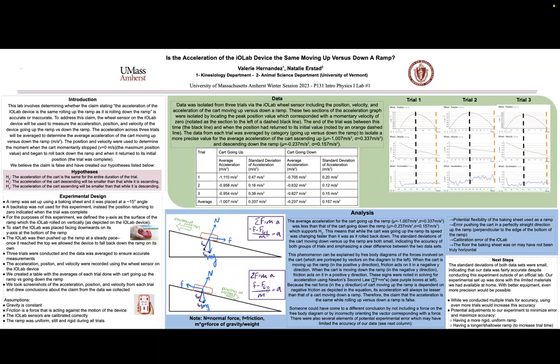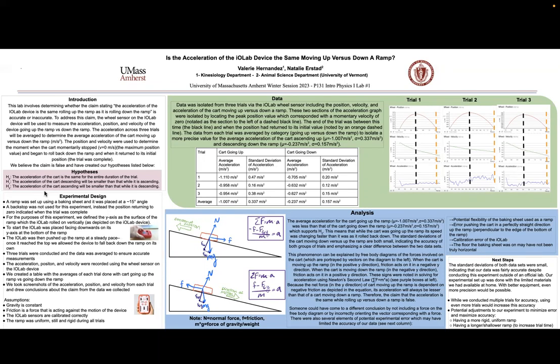My second physics lab report for the UMass Amherst Winter Session 2023 is titled, Is the acceleration of the iLab device the same moving up versus down a ramp? We were given the claim, the acceleration of the iLab device is the same rolling up versus down a ramp, and asked to determine whether or not that claim was accurate. We used the wheel sensor on the iLab device to measure the acceleration, position, and velocity of the device going up versus down a ramp. We believe that the claim was false and created some hypotheses shown here in the pink box.